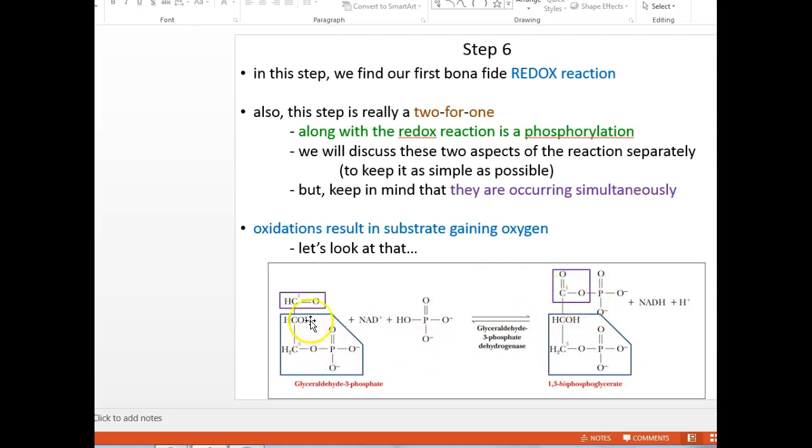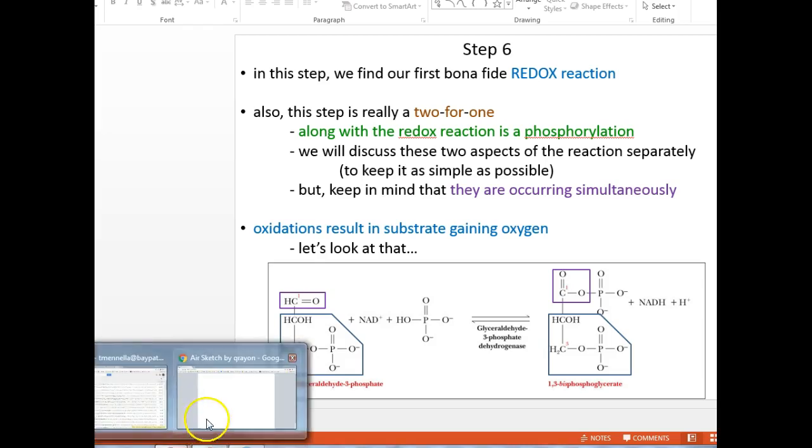I want you to also notice that nothing happens to carbon 2 or carbon 3 at all in this process. You see how the bottom of GAP remains the same bottom of BPG? All that is affected is carbon 1. So as I go through the sketching of this, I'm going to represent the bottom half of GAP as an R group, just to symbolize that nothing's really changing there, so we can focus on the chemistry that's occurring on carbon 1. So let's go ahead and do that.